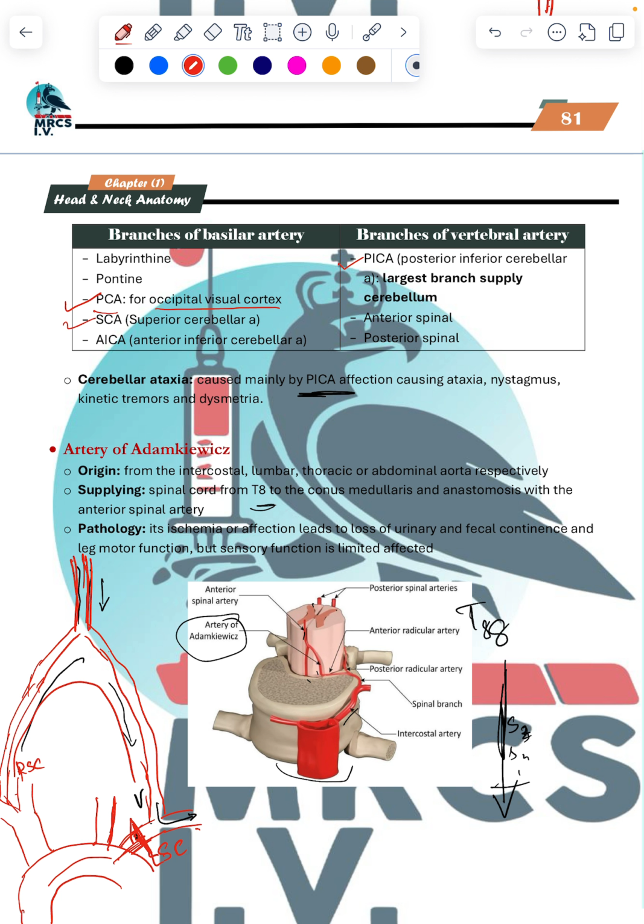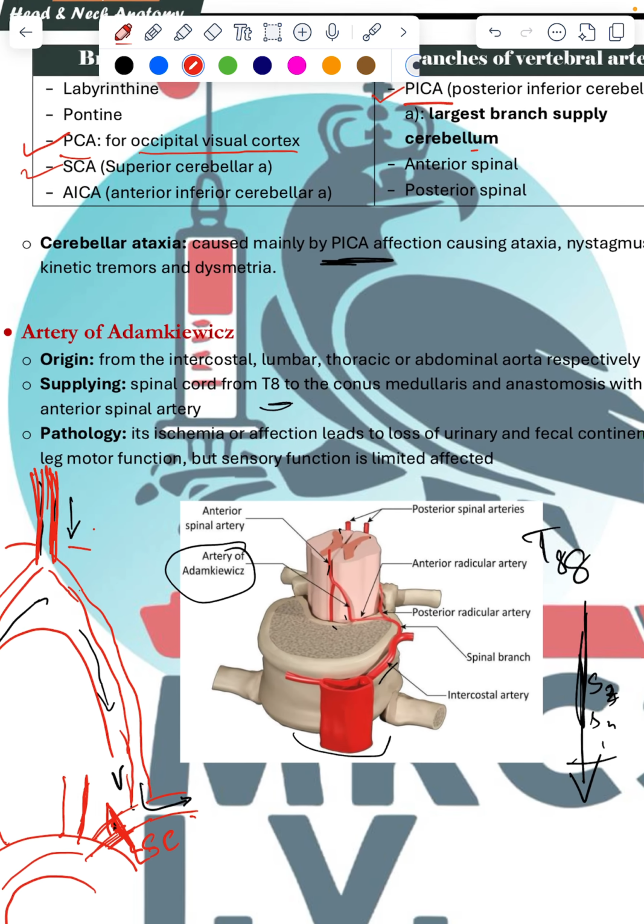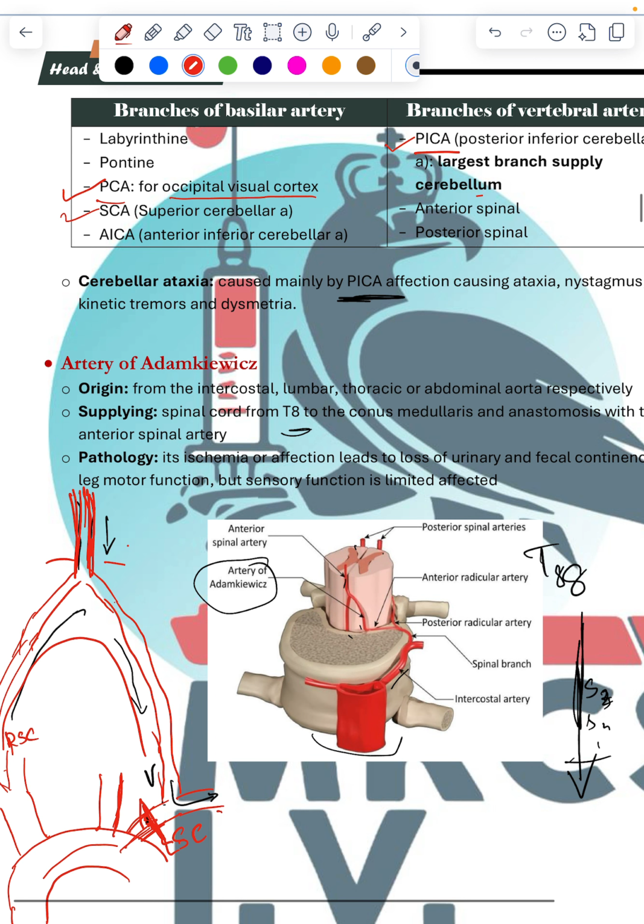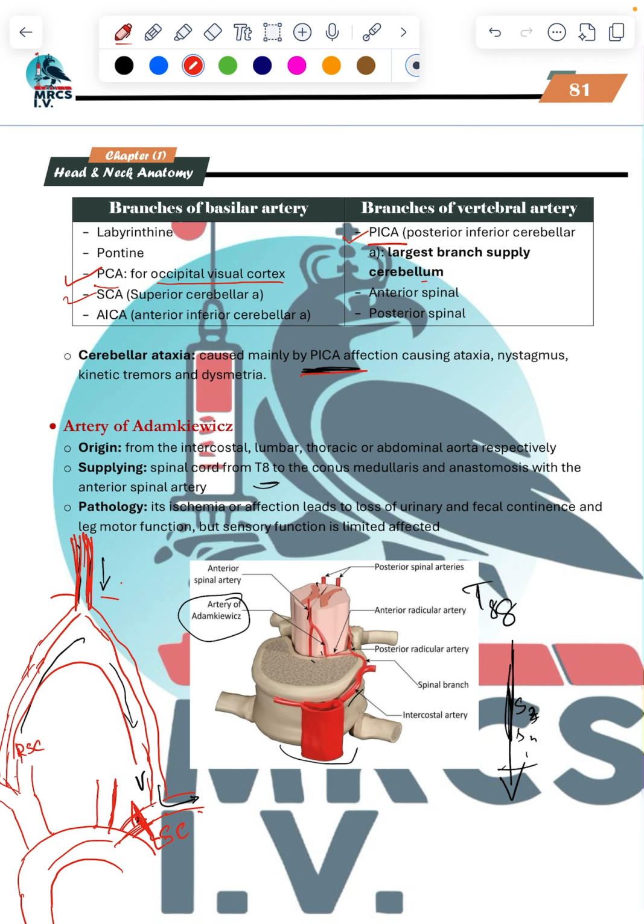Branches of the basilar artery. Now, these two join together to form the basilar artery. Labyrinthine, pontine, pons, posterior cerebral artery, occipital visual cortex. So the basilar artery is supplying the visual cortex. Superior cerebellar artery, anterior cerebral artery. The vertebral artery itself is giving PICA, posterior inferior cerebellar artery, the largest branch to the cerebellum, and the anterior spinal artery. So cerebellar ataxia is mainly caused by PICA.